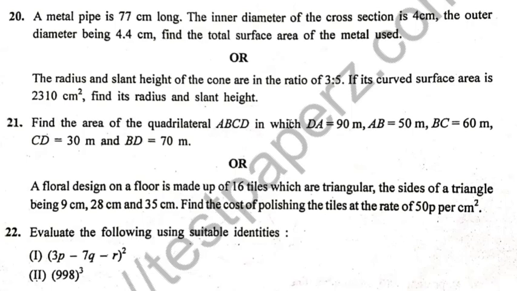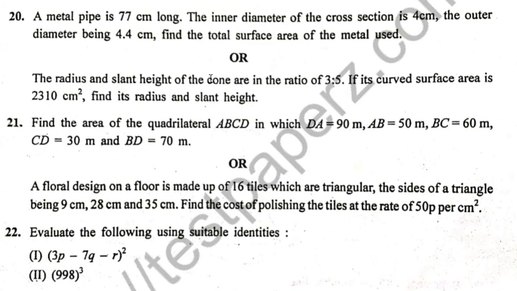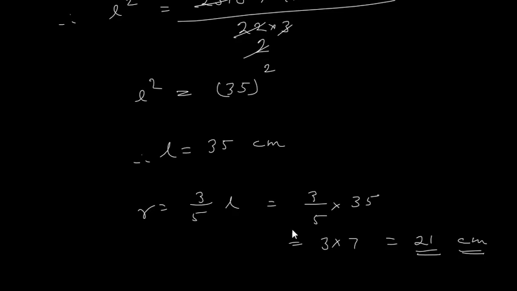Now the 21st question is: find the area of quadrilateral ABCD. DA is given, AB is given, BC is given, CD is given, BD is given. We have to find the area of quadrilateral ABCD. So Heron's formula, you know, we can apply Heron's formula.